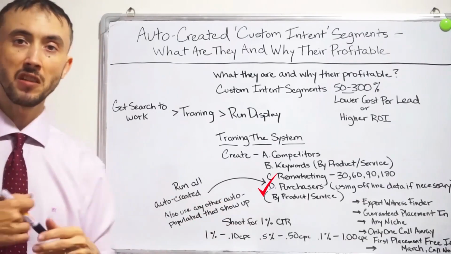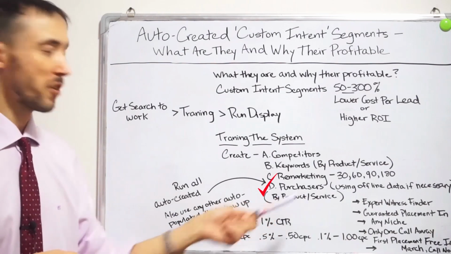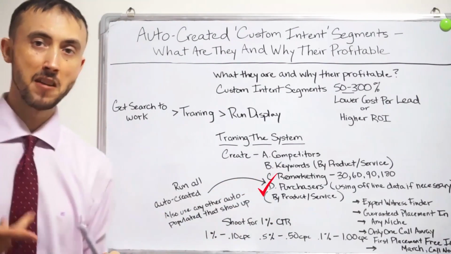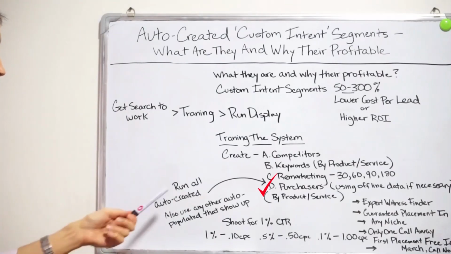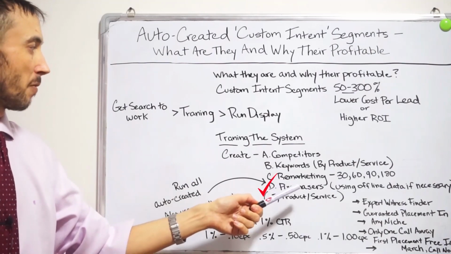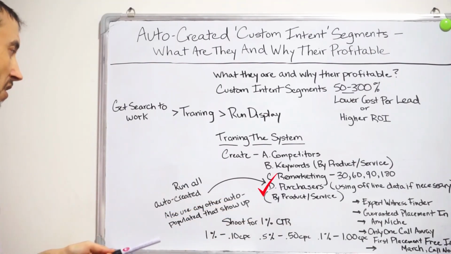Because it's going to use machine learning to figure out what's similar to the purchasers, and so you can get a lot more out of that than somebody who's just typed in the competitor name, and so on and so forth. So you'll run all these auto-created custom intent segments that spin off of remarketing and purchaser audiences and take advantage of it as much as you can.